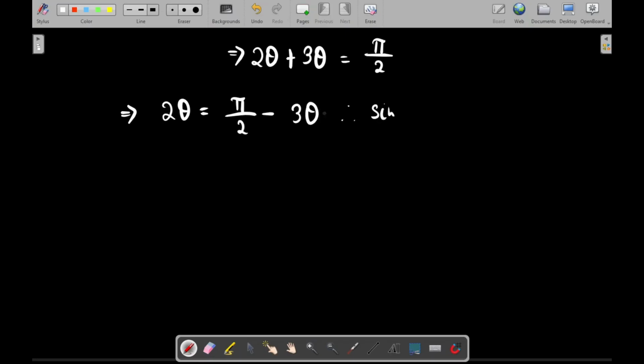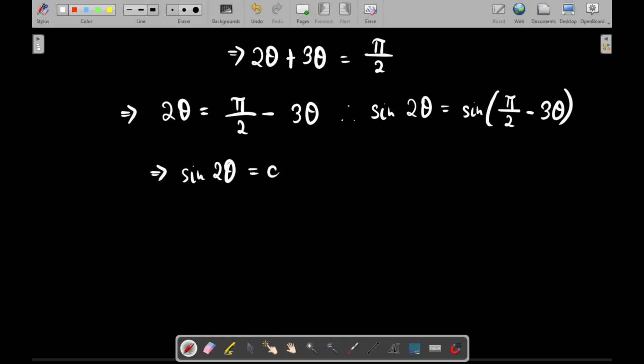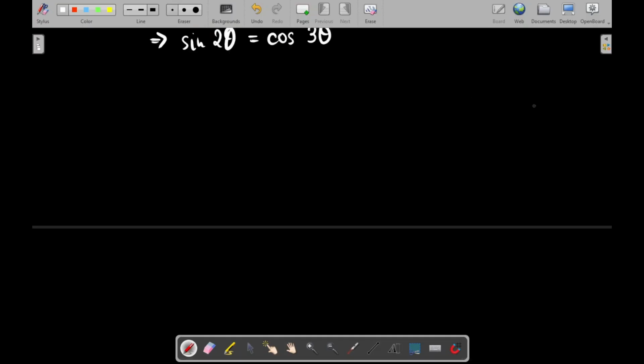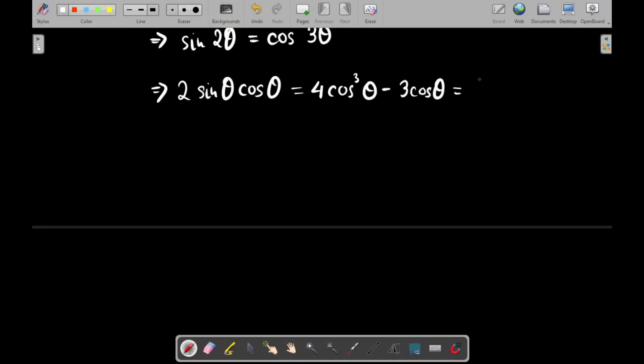So on taking sine of both sides, sine 2 theta will be equal to sine of pi by 2 minus 3 theta. So this gives us sine of 2 theta is equal to cos of 3 theta, right? Pi by 2 minus theta is cos theta. On further simplification, this gives us 2 sin theta cos theta is equal to 4 cos cube theta minus 3 cos theta. If I take cos theta common from here, this will give us cos theta times 4 cos square theta minus 3.